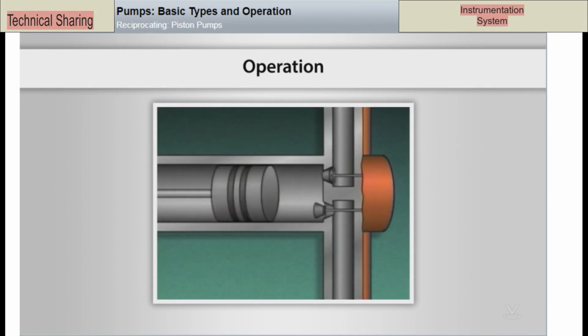Operation. During operation, when the piston moves back on the suction stroke, the pressure inside the cylinder is reduced. The reduced pressure closes the discharge valve, opens the suction valve, and draws a specific amount of liquid into the cylinder. When the piston moves forward on the discharge stroke, it exerts a force on the liquid in the cylinder that increases the pressure. The increased pressure shuts the suction valve, opens the discharge valve, and pushes the liquid out of the pump. After the liquid is displaced, the piston moves back and more liquid is drawn into the pump to begin the cycle all over again.